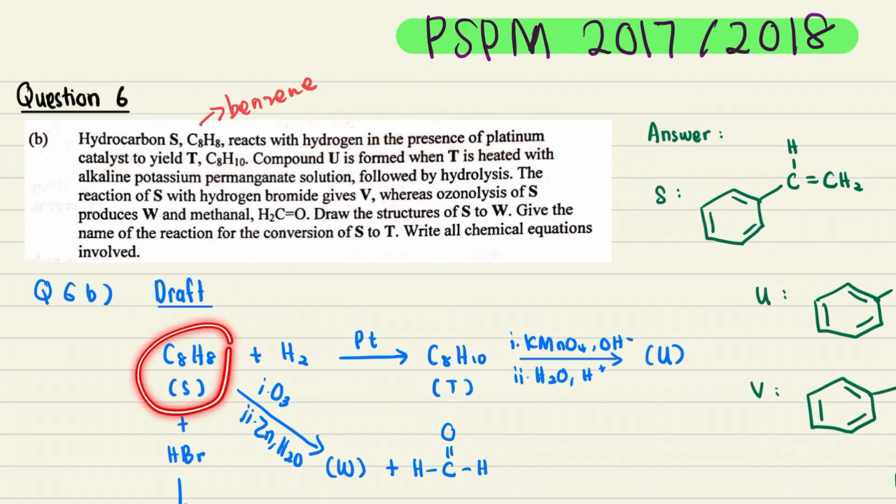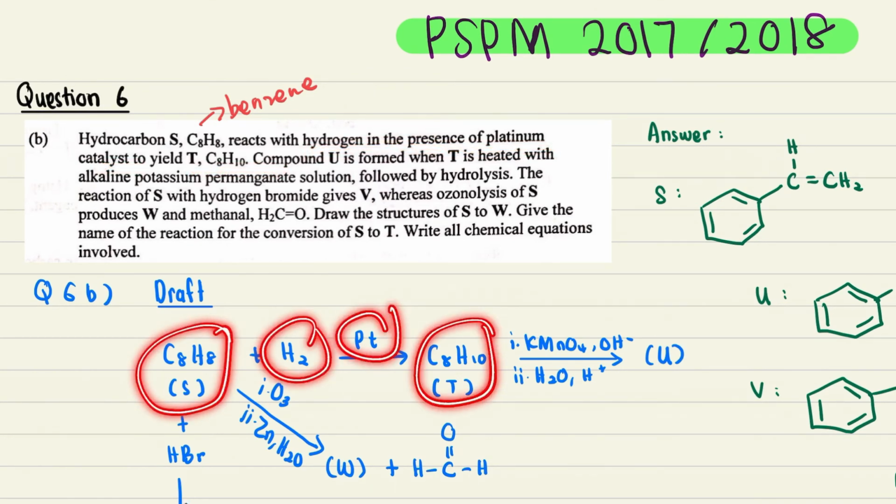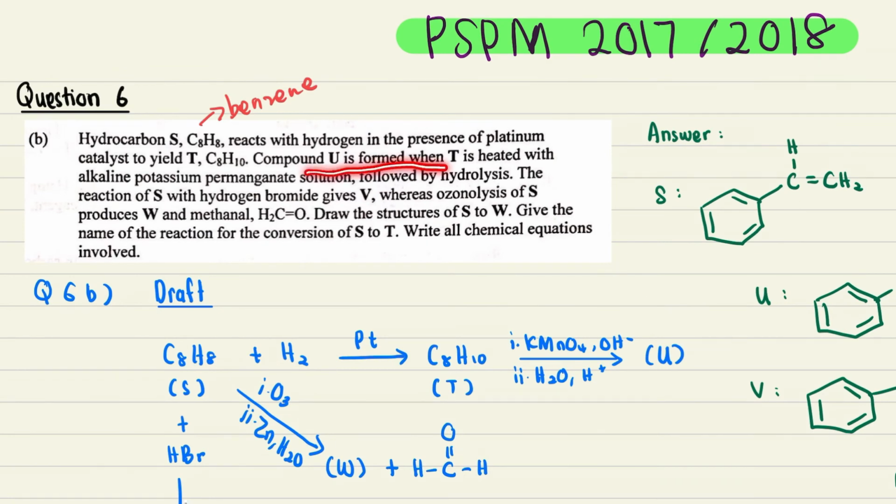Okay, so saya pun buat lah. Ini S, hydrogen, platinum dapat T. Okay, lepas tu compound U form when T is heated dengan alkaline potassium permanganate followed by hydrolysis. Okay, this one saya tahu confusing. Saya baca pun saya pening. Okay, heated dengan alkaline potassium permanganate followed by hydrolysis.